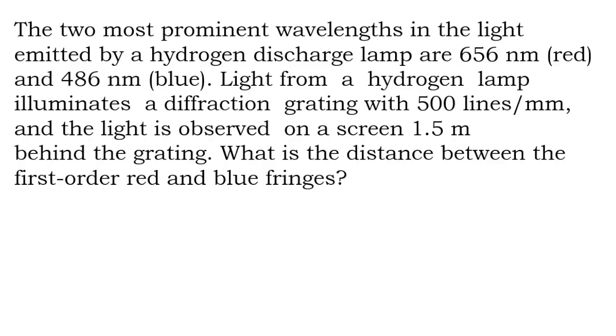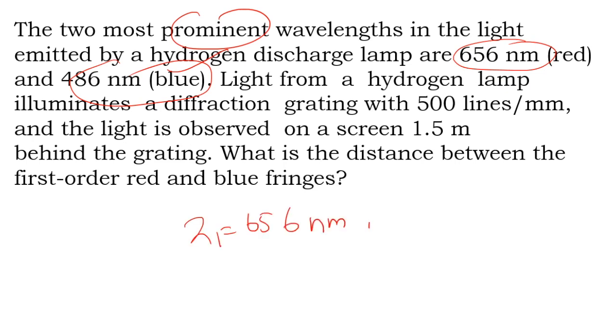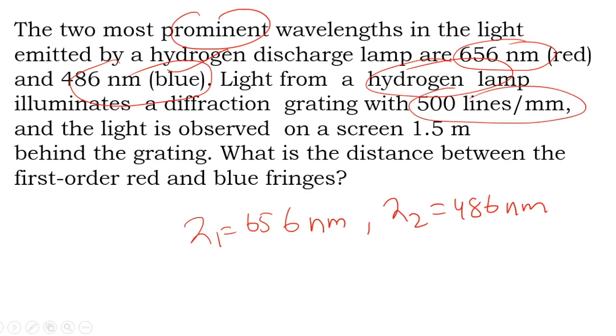Our next question says the two prominent wavelengths in the light emitted by a hydrogen discharge are these. So there are two lambdas given to us. One lambda is 656 nanometers, another lambda is equal to 486 nanometers. Light from a hydrogen lamp illuminates a diffraction grating with 500 lines per millimeter, and the light is observed on a screen. L is given as 1.5 meters behind the screen. What is the distance between first order red and blue fringes?